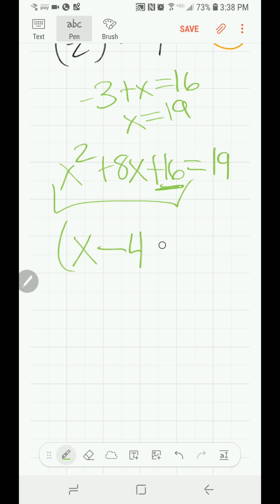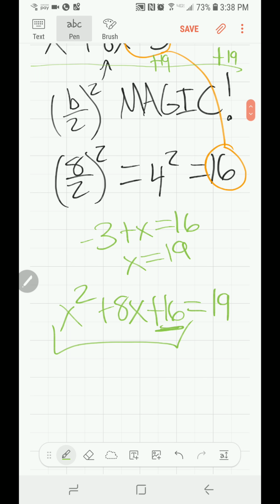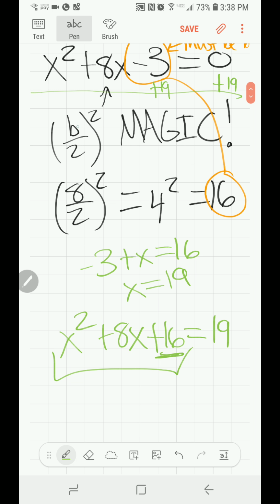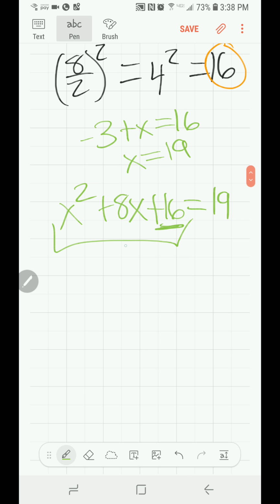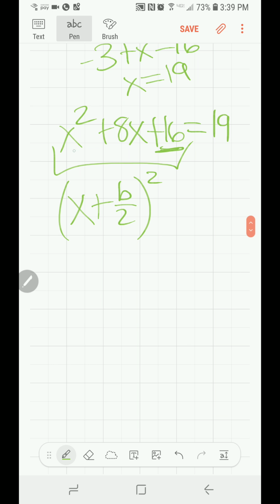Oh no, I need to backtrack. I'm sorry. Remember, I'll try that again a little differently. Remember the magic number is b over 2 squared? Well, we want just plain old b over 2. So b over 2 is going to go in here: x plus b over 2, and then we're going to square it every time. So what is b over 2? Now that this magic number has been put in here, b over 2 is 4. So we have x plus 4 squared equals 19.